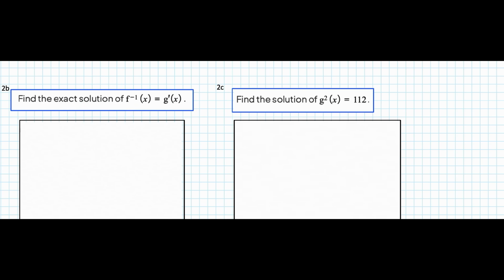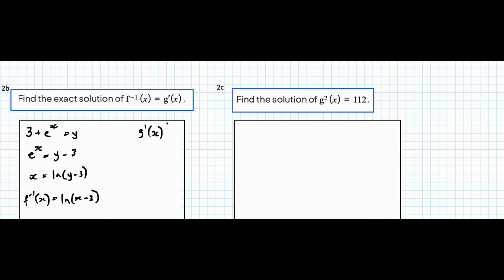Find the exact solution for this. So we've got an inverse equal to the derivative of g. Okay, so 3 plus e to the x is equal to y, or y is equal to 3 plus e to the x. So e to the x is equal to y minus 3. One of our rules of exponentials and inverses, in terms of natural logarithms, is x is equal to the ln of y minus 3. And so just rearrange that then, with ln of x minus 3 in brackets. So ln, or natural logarithm.